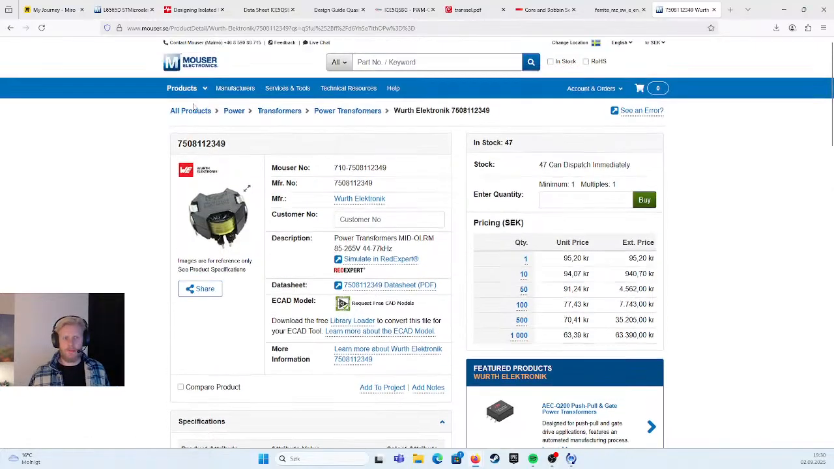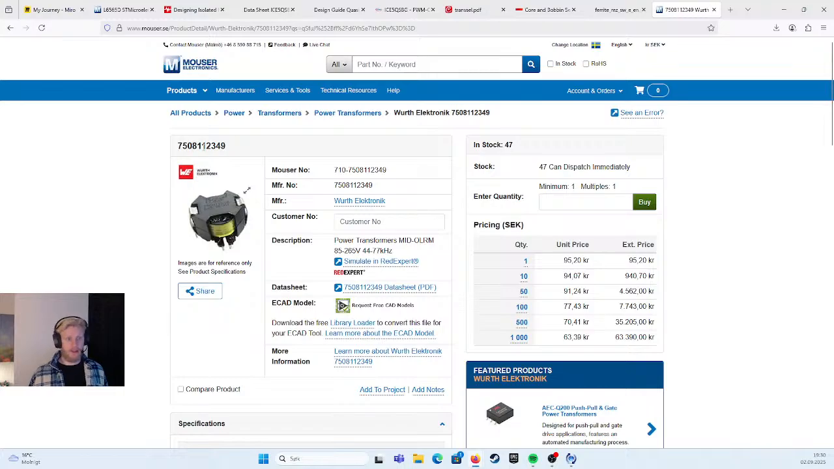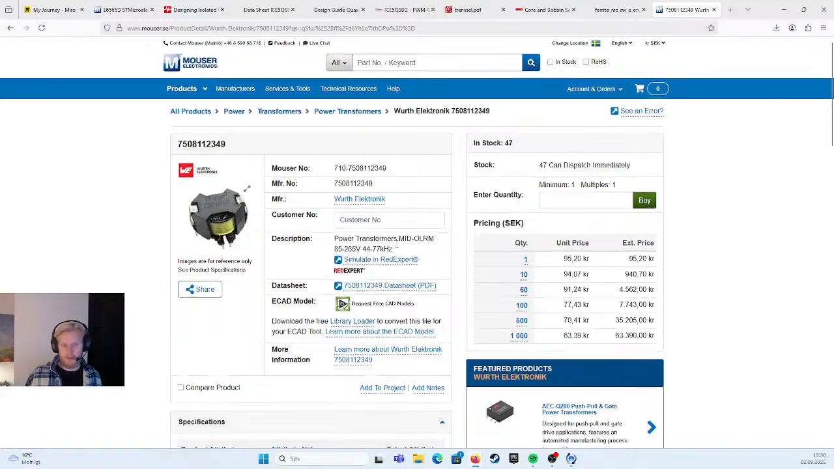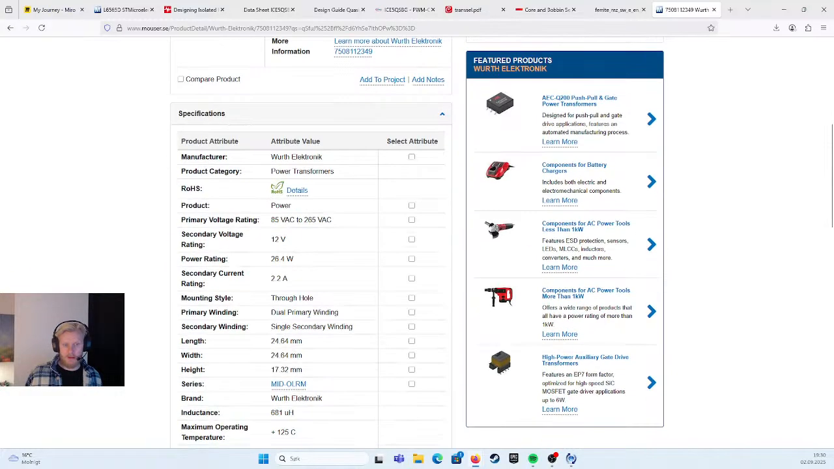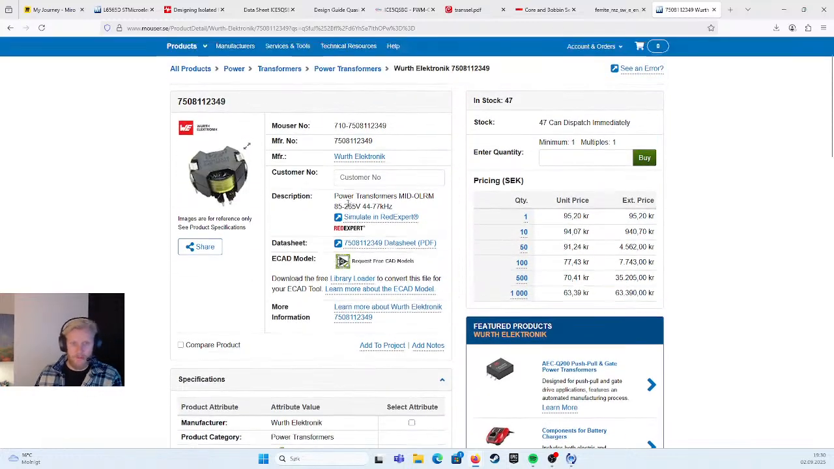And that's this one, the 7508112349 from Würth Elektronik. Power transformers MID-OL or M. I guess there's an explanation on that. Oh no, that's the series, okay. It operates between 85 to 265 volts, so it's a universal thing, so it's perfect.